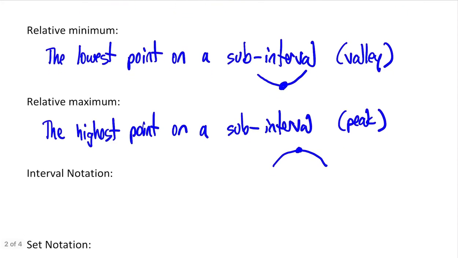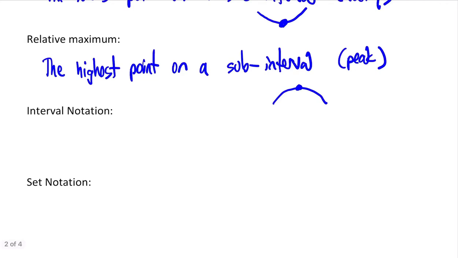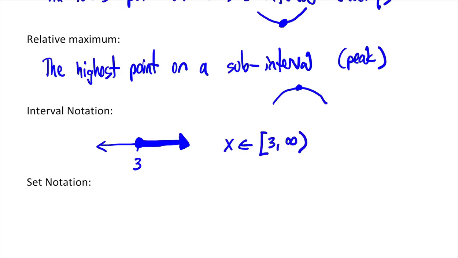Next, we've got two types of notation we're going to be using in this unit. Interval notation, I'm sure you guys are familiar with. We didn't use it a lot in the first couple of units, but we're going to be using it more here. So this is a number line, and this is the interval that's shaded on the number line. Now I want to express this with interval notation. I'm going to say x is an element of the interval from 3 to infinity.